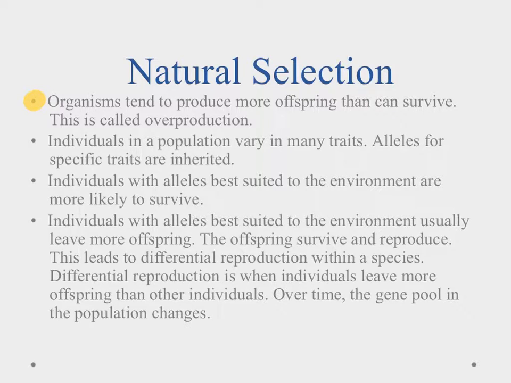The first part here is what we call overproduction, and that means that organisms produce more offspring than can survive. So by having more offspring out there, the ones that can survive will, and the ones that don't survive, well, okay. But it's producing way too many kids. Now, in that population, there's going to be a variety of traits. So these traits are going to be recorded in the alleles, and those alleles are passed on in the DNA from parent to offspring, generation to generation.